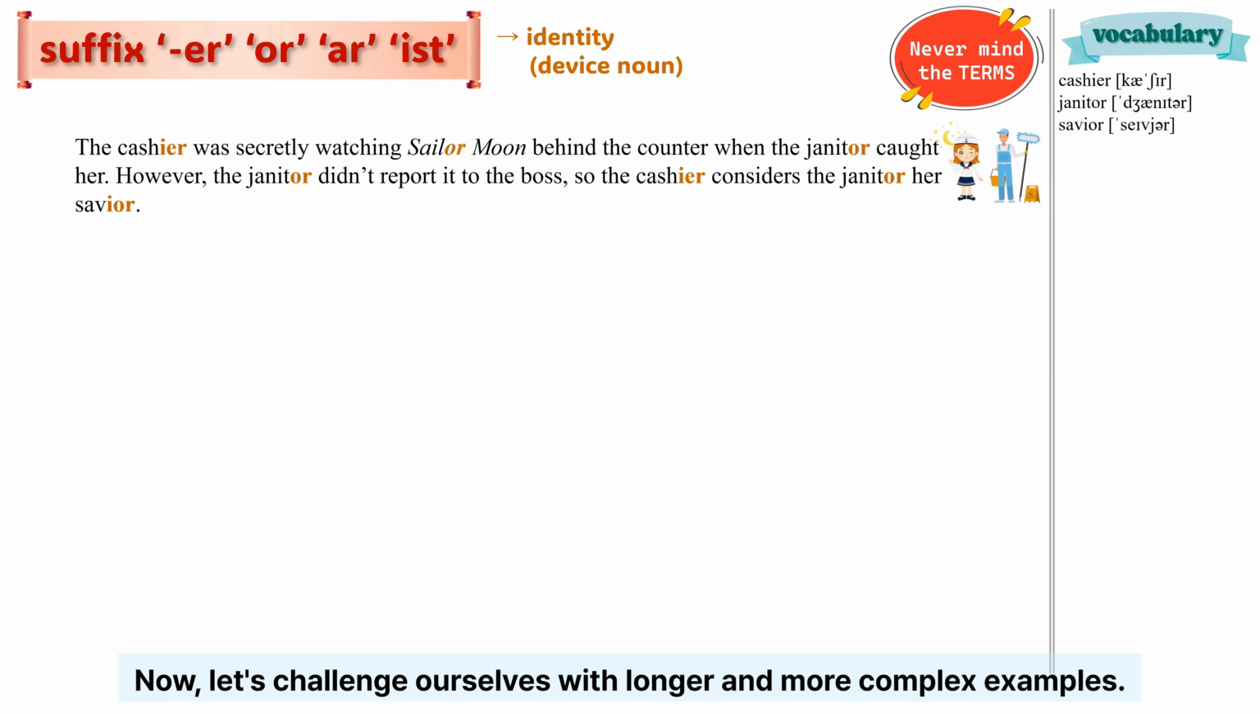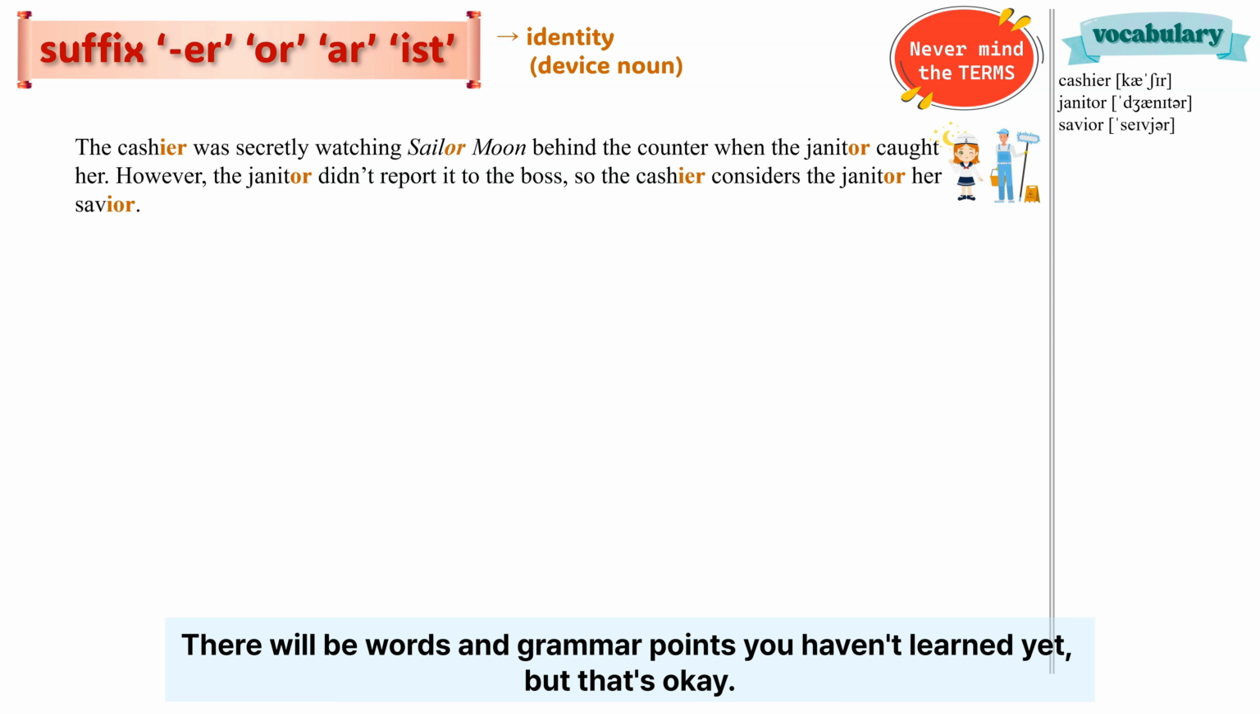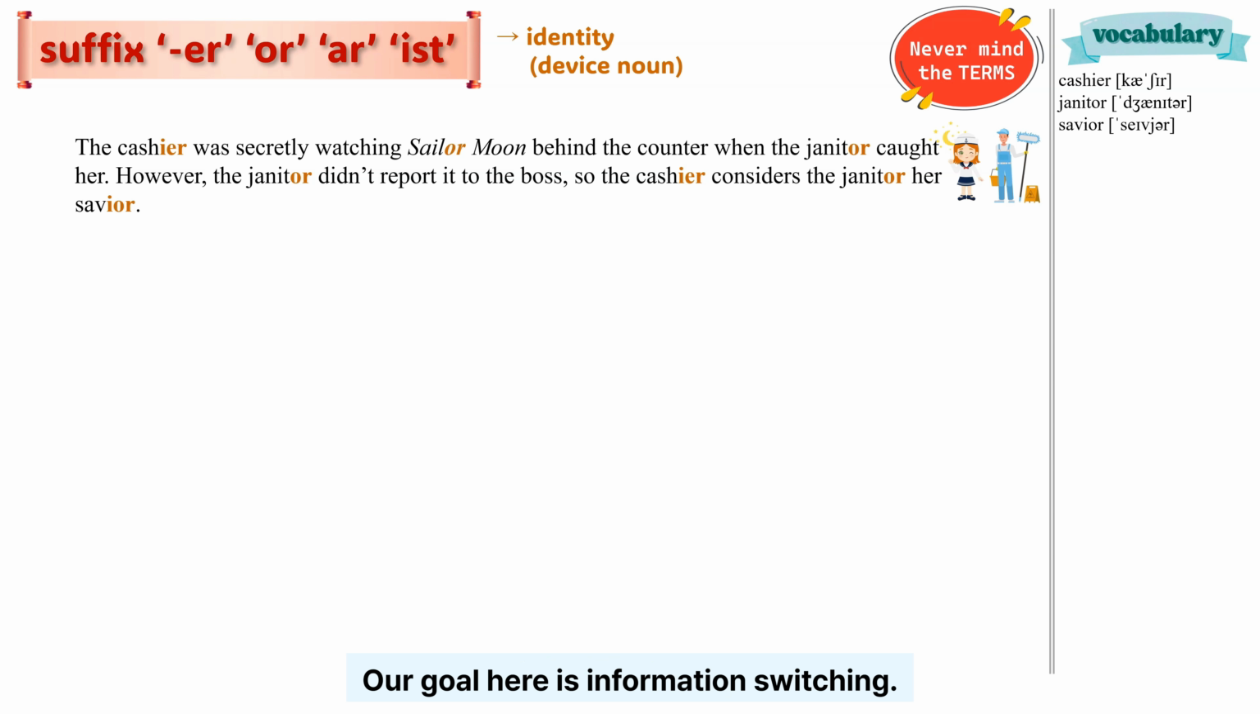Now let's challenge ourselves with longer and more complex examples. There will be words and grammar points you haven't learned yet, but that's okay. Our goal here is information switching. Just let your brain process it, and with repetition, it will become natural.